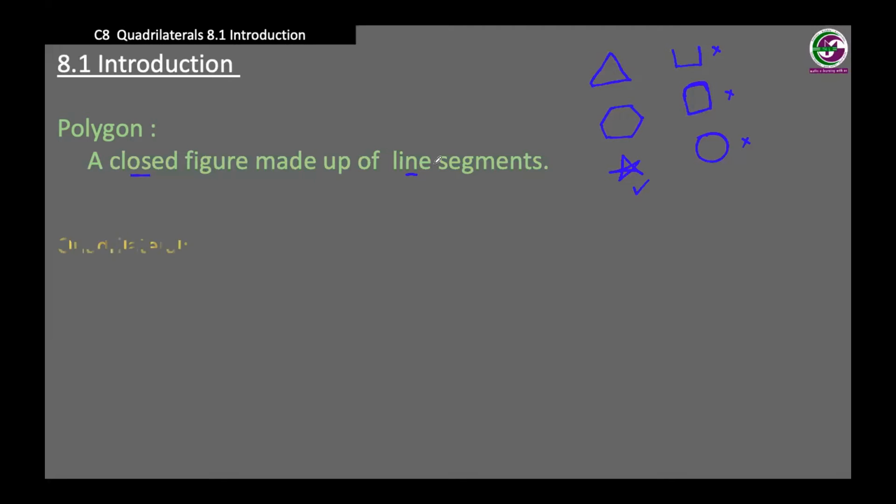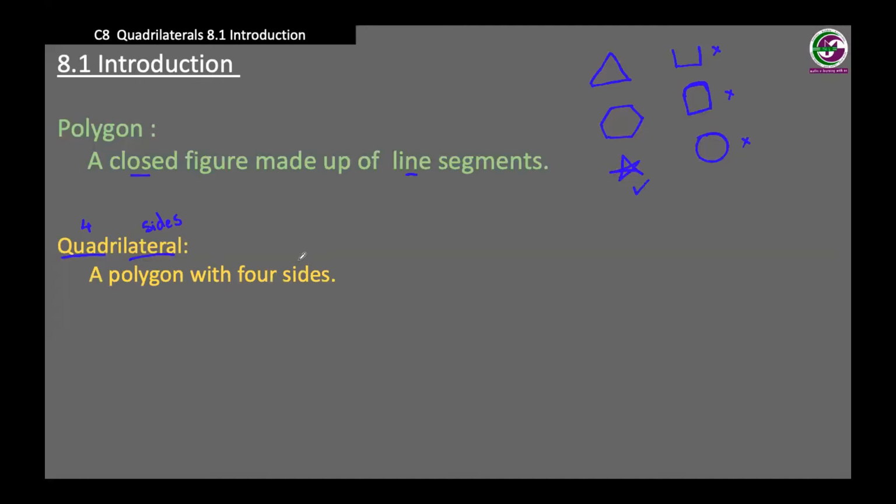And you know, quadrilateral is a polygon because it is closed and all the sides are made up of line segments. But what is special about quadrilaterals? Quadrilateral is from the word quad, which means four, lateral, which means sides. So quadrilateral is a polygon with four sides.